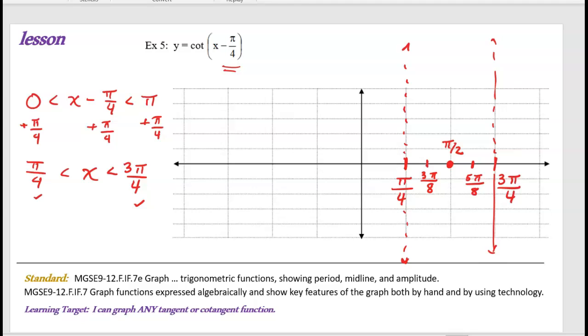Remember, pi over 4 plus 3 pi over 4 divided by 2 gives us pi over 2. Pi over 4 plus pi over 2 divided by 2 gives us 3 pi over 8. Pi over 2 plus 3 pi over 4 divided by 2 gives us 5 pi over 8. Okay, and you can space this out and hand draw this all you like. I use the grid. You don't have to use the grid. Sometimes I use the grid, sometimes I don't.